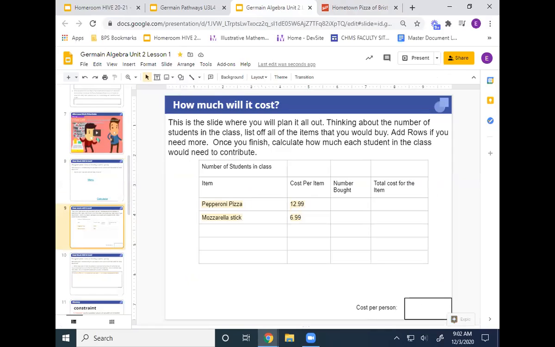On this slide right here, I put in 2 fake items. All of the items that I put in are in yellow. I put those in so you have a reference of something that you could have bought, right? So you buy a pepperoni pizza. First you want to talk about the number of students in class.